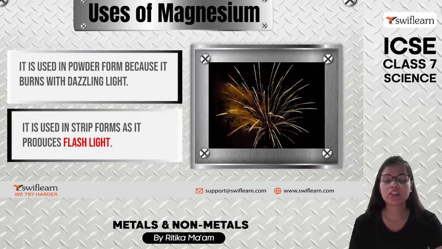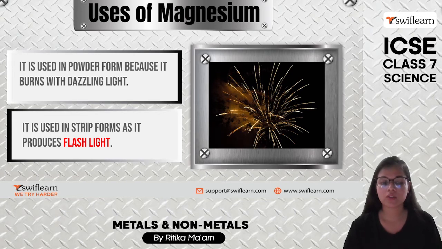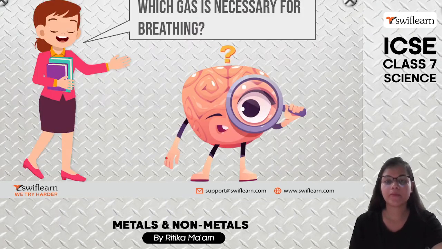Magnesium. So magnesium, we normally use it in the powder form, okay, and whenever we burn magnesium, it has this very bright light which comes up, and that is why we are using it in crackers also. So it is used in strips form because it produces flashlight.